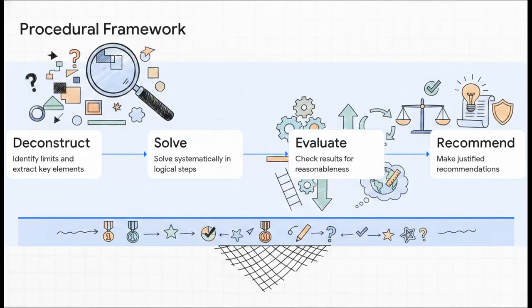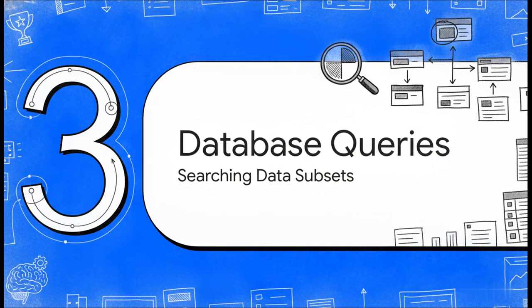Think of it as a loop. Deconstruct, solve, evaluate, and recommend. This is the exact procedural framework you need to lock in those critical method marks. First, you deconstruct the question. Second, solve it systematically in clear, logical steps. Third, evaluate your answer to see if it actually makes sense in the real world. And fourth, make justified recommendations. Seriously, even if your final calculation is a tiny bit off, showing this structured working is your ultimate safety net for method marks.